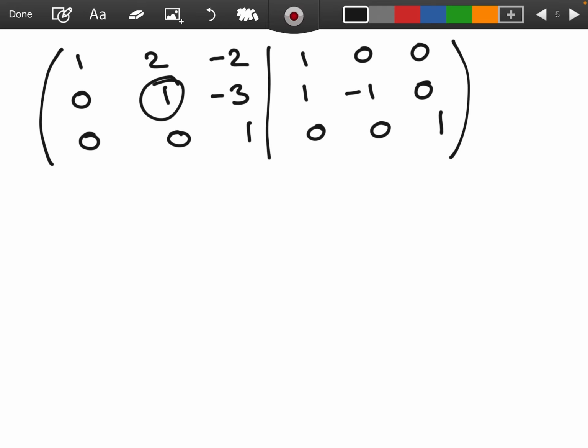Now we've changed this pivot position to make sure it's a 1, and then what you would do next is make sure that everything below that pivot position is a 0. Well, that's already the case. We've already got a 0 below it.